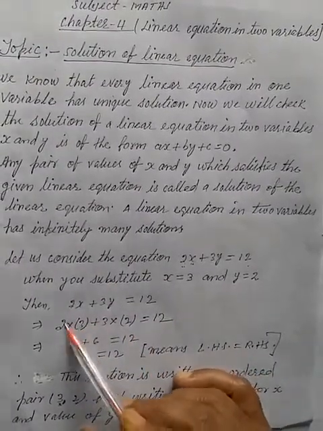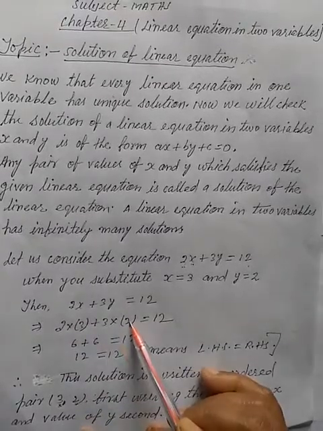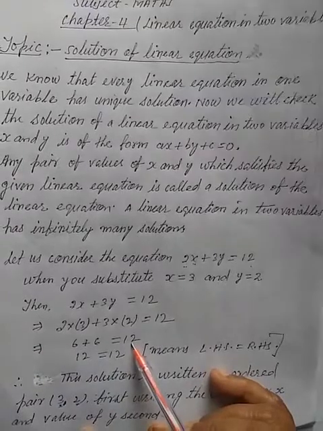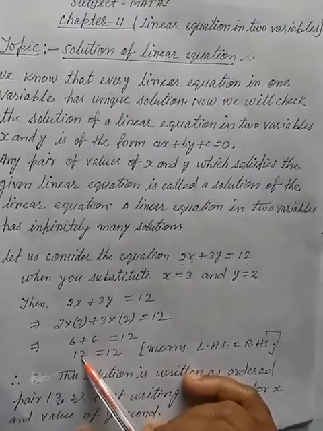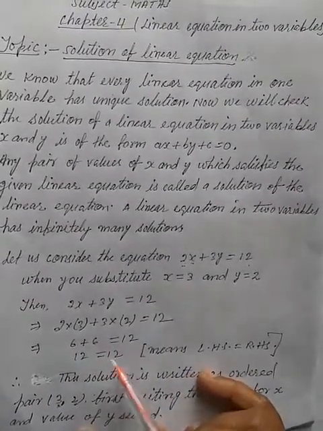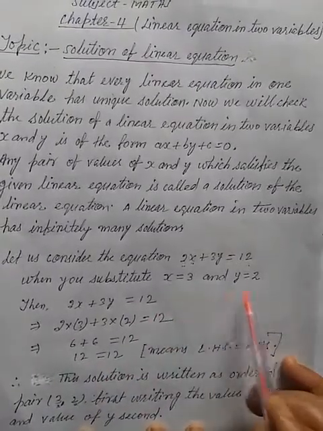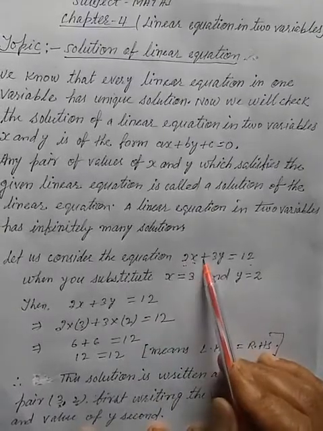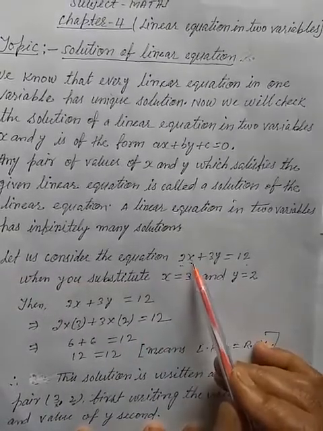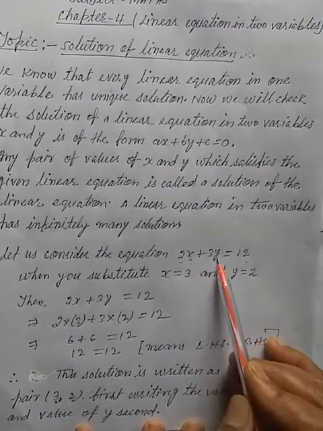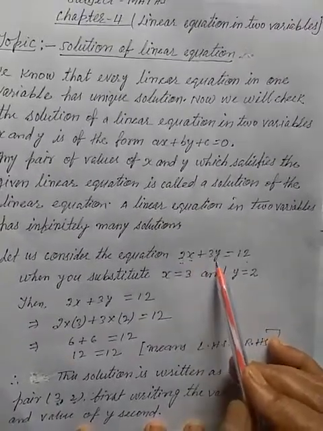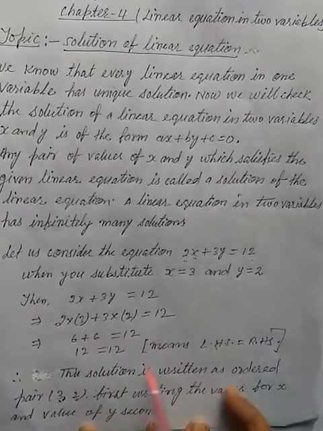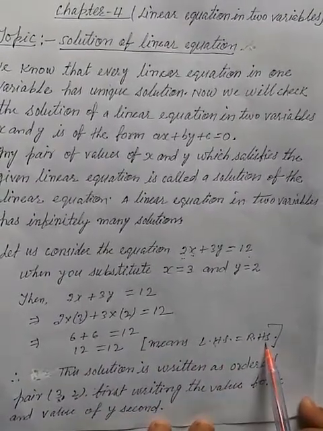So 2 times 3 is 6, and 3 times 2 is 6. So 6 + 6 = 12. So 12 equals 12. It means the values of x and y satisfy the given equation. After putting 3 for x and 2 for y and simplifying, we get 12. It means LHS equals RHS: 12 equals 12.